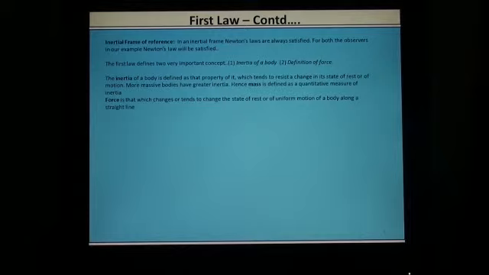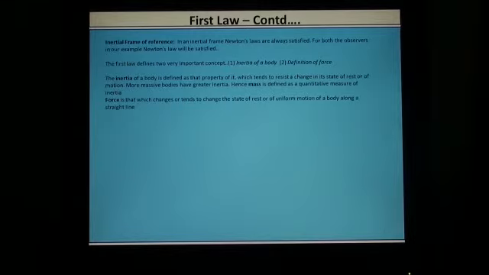Hope you all understood Newton's first law along with what inertia is. We also understood what force is. We also understood frames of reference and what inertial frames of reference are.